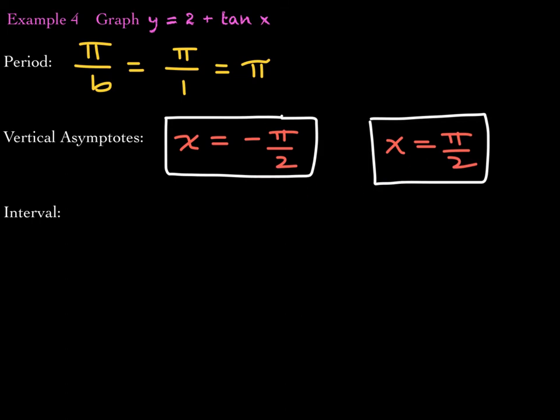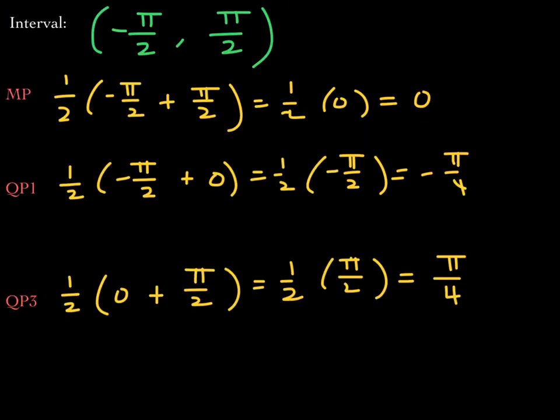The interval that we are splitting is negative pi over 2 to positive pi over 2. The only transformation I see is the plus 2 here, which is a vertical translation up 2 units. All right, we found the midpoint to be 0, the first quarter point to be negative pi over 4, and the third quarter point to be positive pi over 4. We're going to go ahead and plug in these values now.